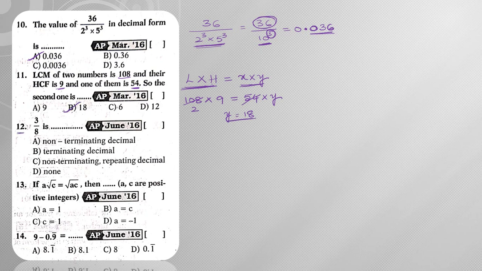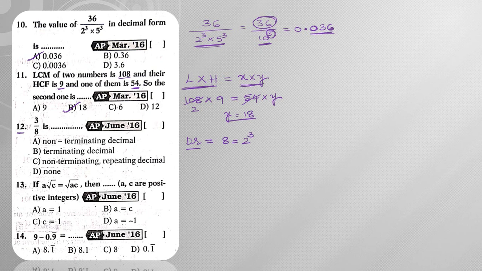Next, 12th one. If you want to say whether a number is a terminating decimal or non-terminating decimal, when a number is given in p by q form, just look at the denominator. So look at the denominator. Here dr means denominator. So what is the denominator given? The denominator is 8. 8 I can write as 2 power 3.